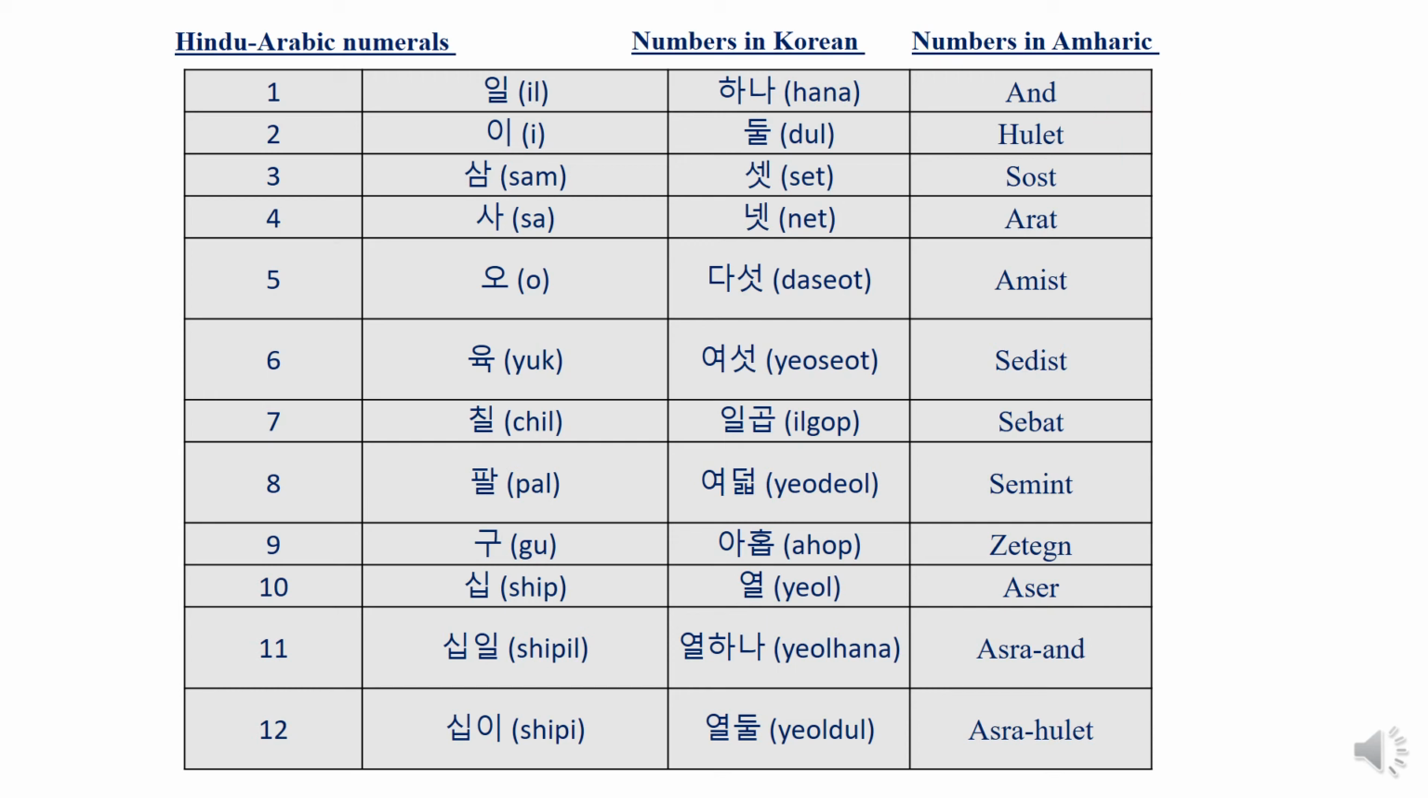አንድ ሁለት ሶስት አራት አምስት ስድስት ሰባት ስምንት ዘጠኝ አስር አስራ አንድ አስራ ሁለት. I think I'm fast. Okay, let me say it again. አንድ ሁለት ሶስት አራት አምስት ስድስት ሰባት ስምንት ዘጠኝ አስር አስራ አንድ አስራ ሁለት. Okay, let's go to the next lesson.